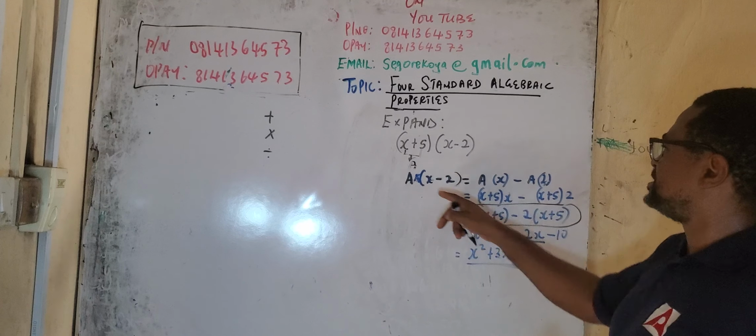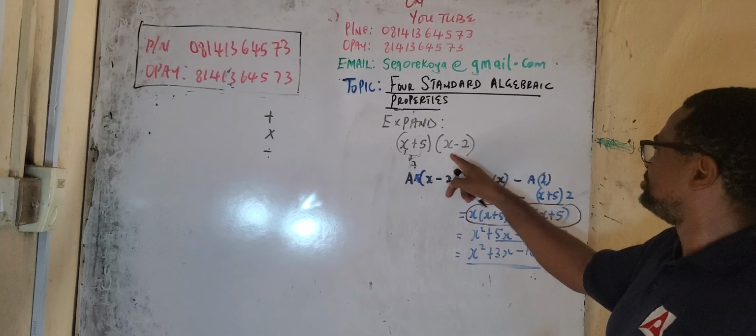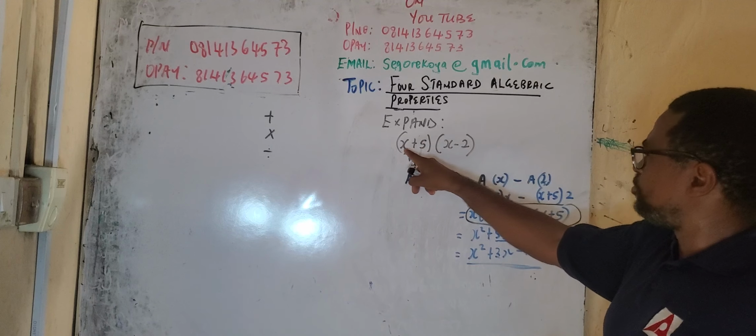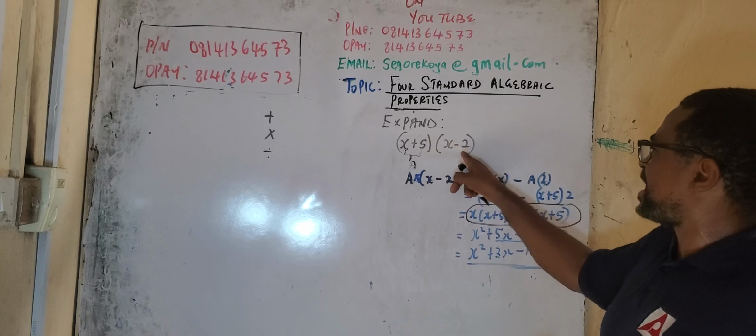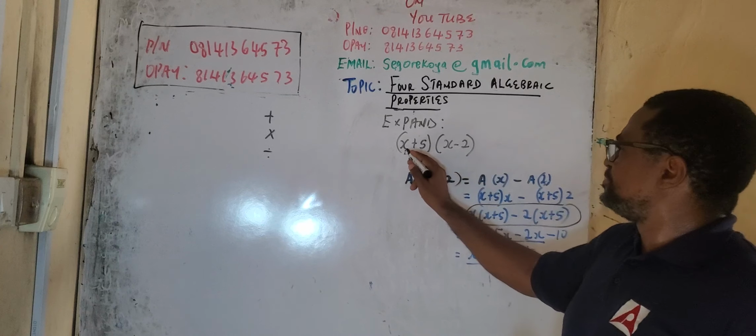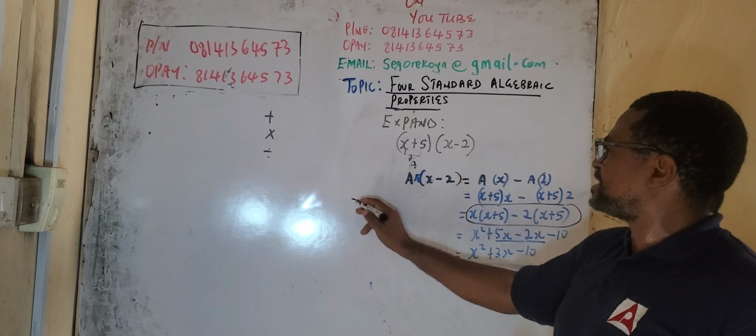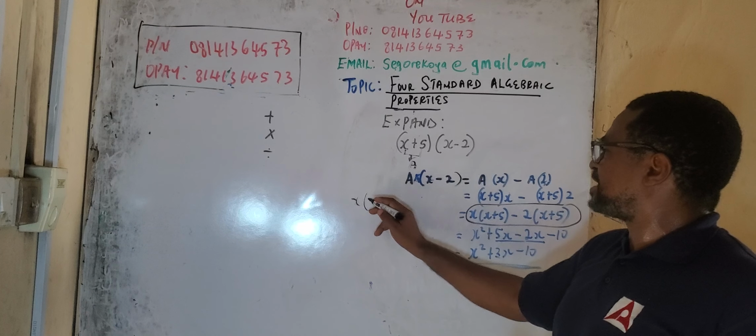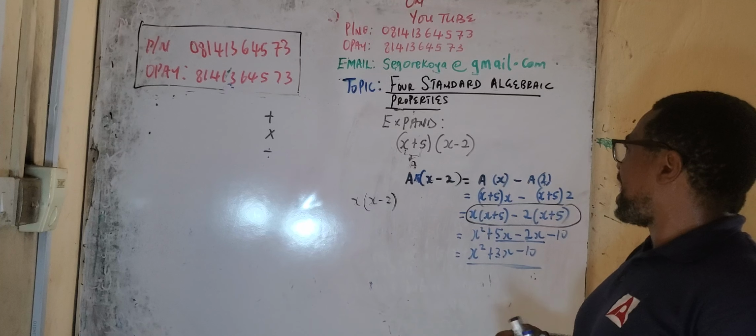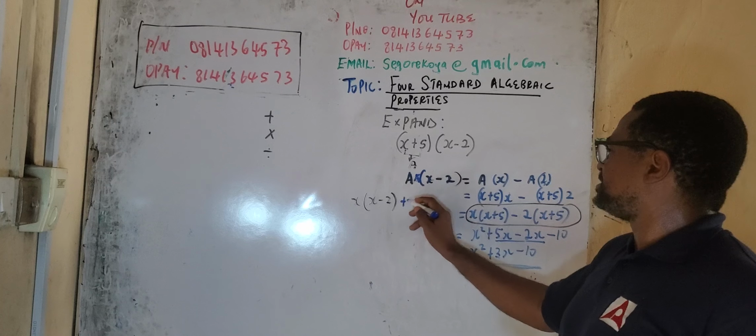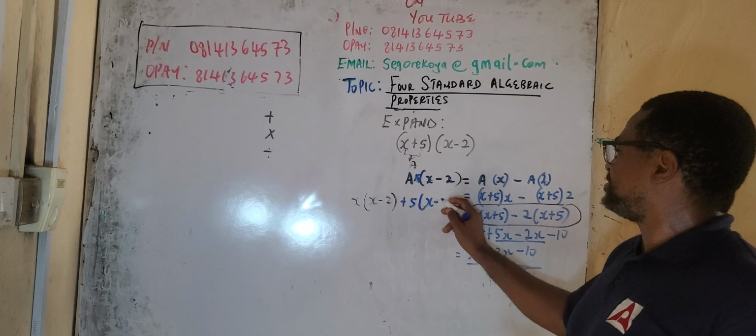The reverse can also be the case if I make my minus 2 to be my A. That means I'm going to use x to multiply everything in the bracket and use plus 5 to multiply everything in the bracket. What I mean by that is this. Using this x to multiply everything will give us x bracket x minus 2, and plus 5 multiplied by everything in bracket x minus 2.